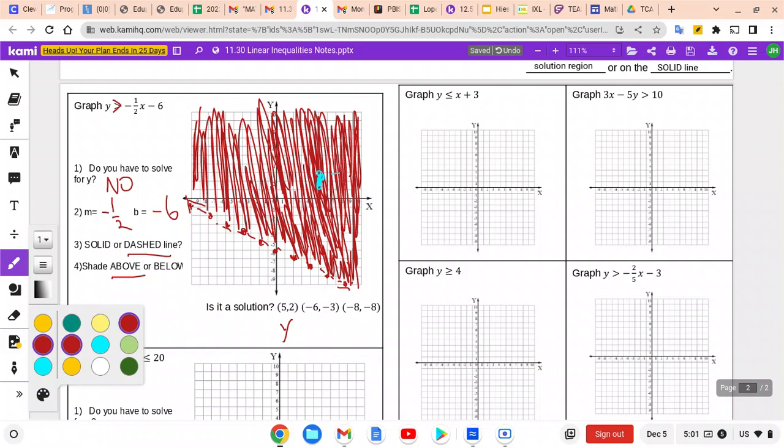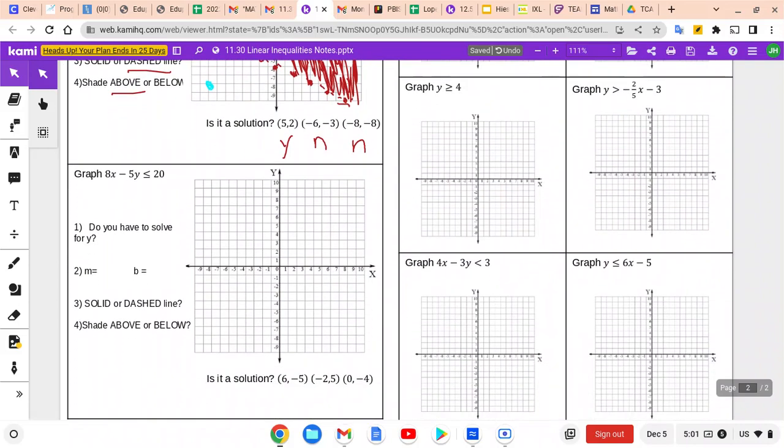I'm just going to write y for room. All right, (-6, -3). It's right on the line. This is why it's so handy to draw those extra dots. Is it a solution? Well, it's a dashed line, so no, it's not a solution. And then (-8, -8) is definitely out of the solution region, so the answer is no.